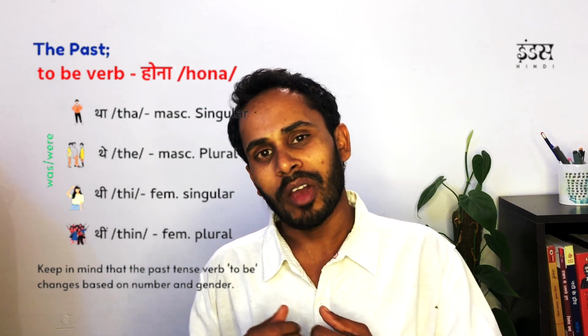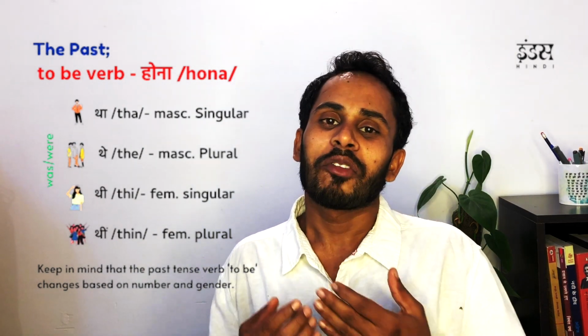Keep in mind, the past form of to be changes according to number and gender, which is था for masculine singular, थे for masculine plural, थी for feminine singular, and थीं for feminine plural. So था, थे, थी, and थीं.